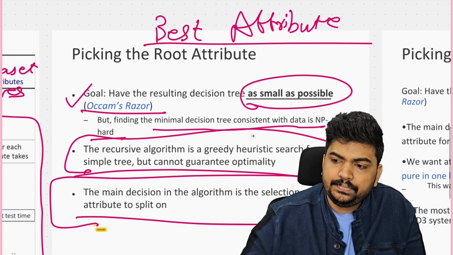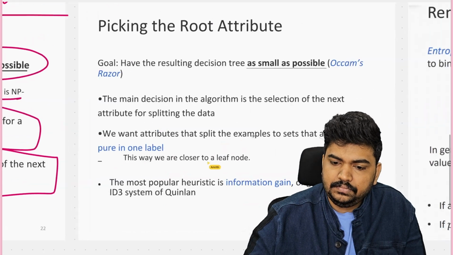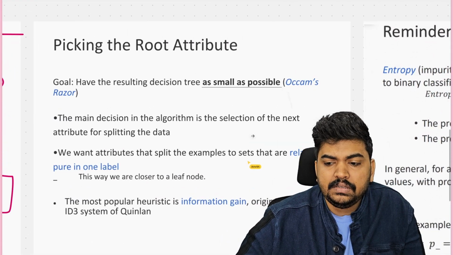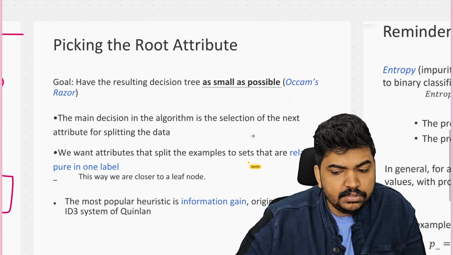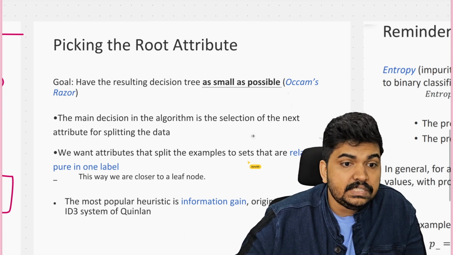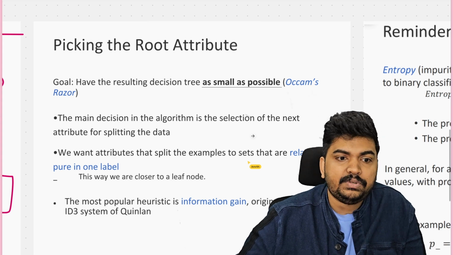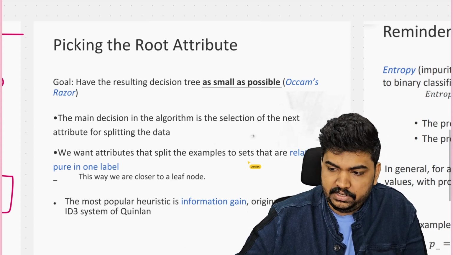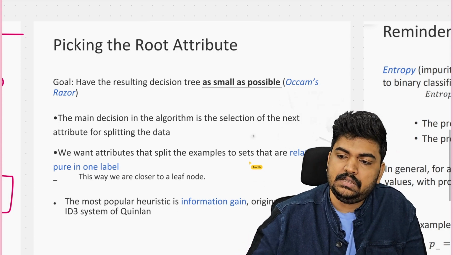So now the most popular heuristic is information gain, which originated with the ID3 system or the ID3 algorithm of Quinlan. They first proposed this algorithm.